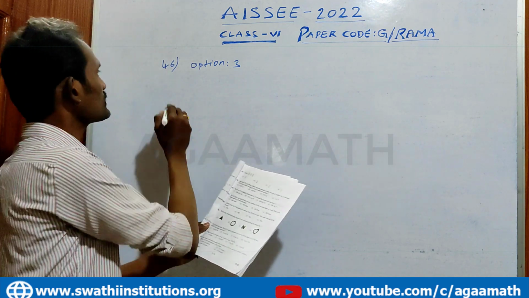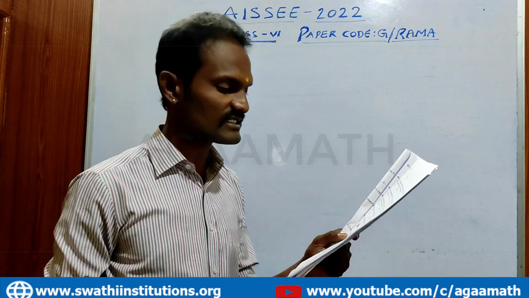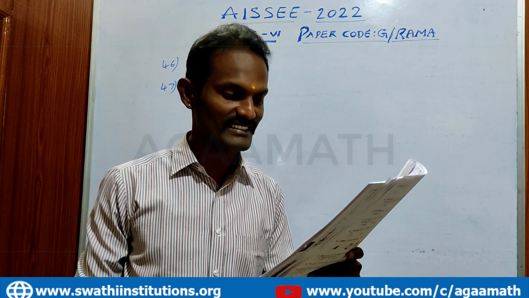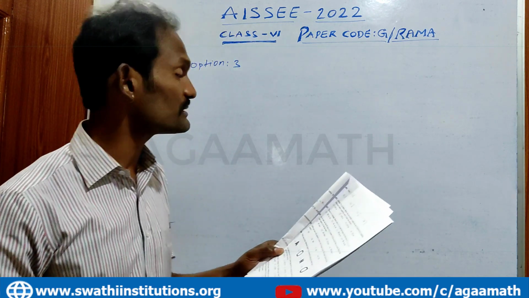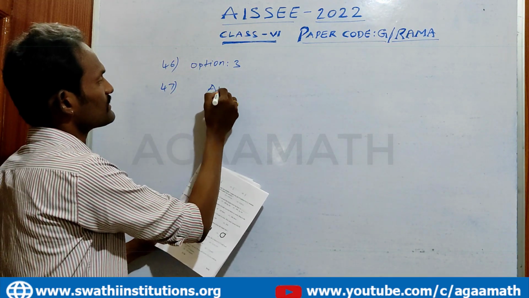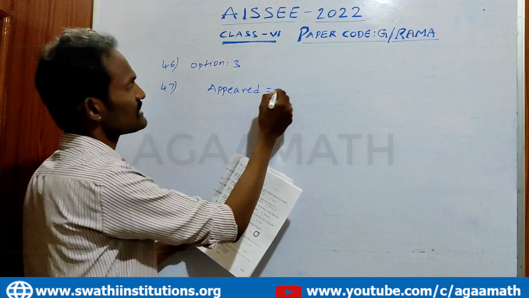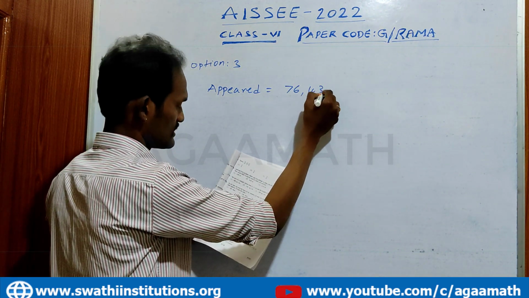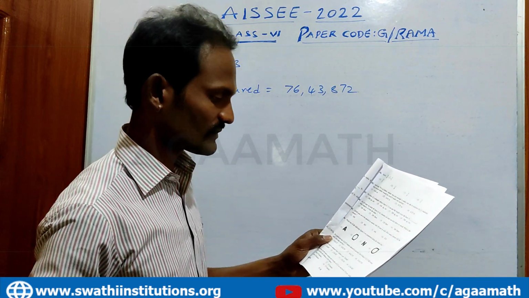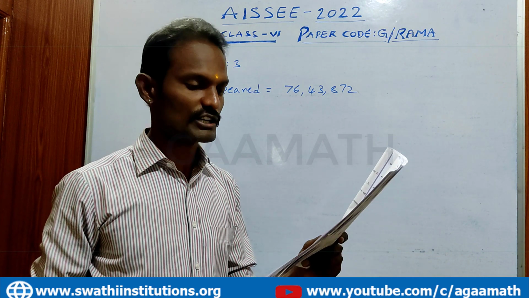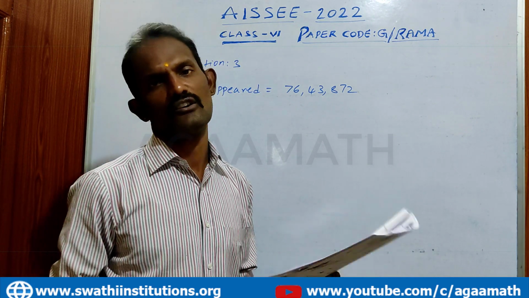Next, 47th question. In a particular year, 76,43,872 students appeared for an exam. So how many students appeared for an exam? Appeared, I write in short. That is 76,43,872 students appeared for an exam. Out of them, if 42,37,602 were girls, how many were boys?